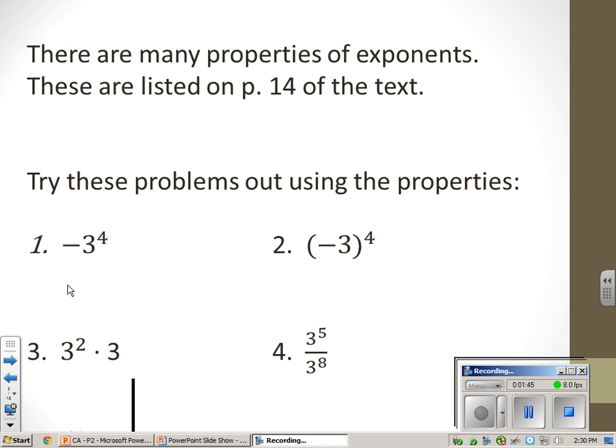The first property, a to the m times a to the n. Notice that the a, or the base, is the same. So when we multiply same bases, you end up adding the exponents together. For example, 3 to the 3rd times 3 to the 4th is going to be 3 to the 7th. The next one: if multiplying same bases together has you adding the exponents, it makes sense then that dividing same bases is going to have you subtracting the exponents. That's what you see there in property number 2.